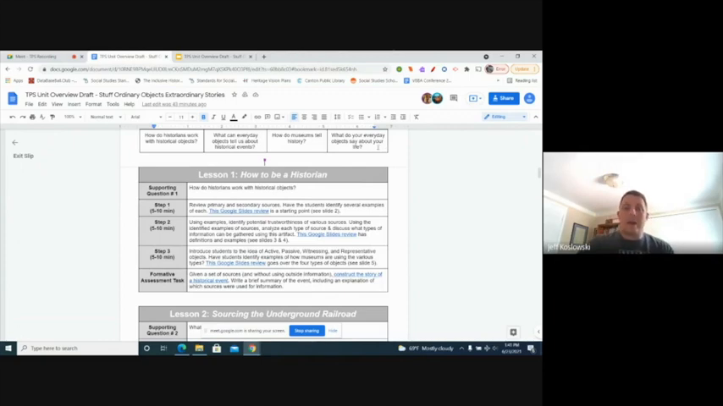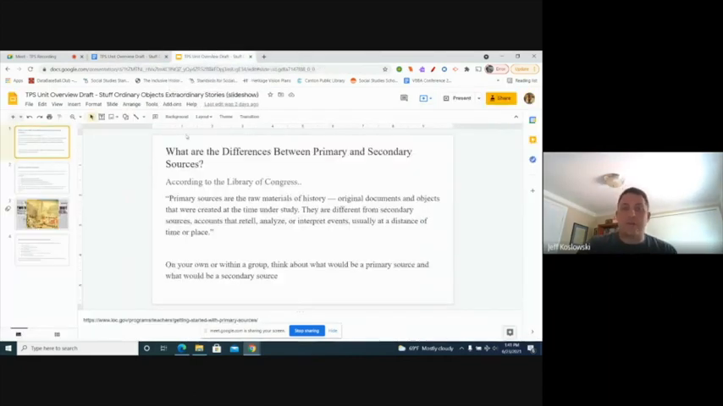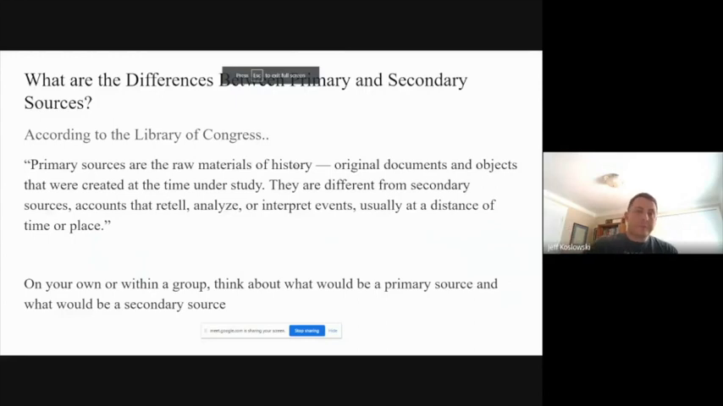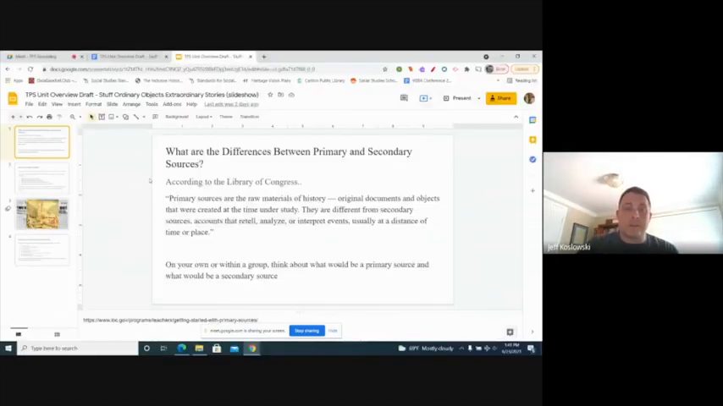So starting with lesson 1, how to be a historian, we're looking at how historians work with historical objects. We've put together a Google slide presentation that connects in some of the major elements here. Because we're targeting younger students, we feel it is important to give an introduction to primary and secondary sourcing. With our slides, we give the definition of a primary source and secondary source from the Library of Congress. Then we encourage students as a group to think about what those sources might be and the differences between them.